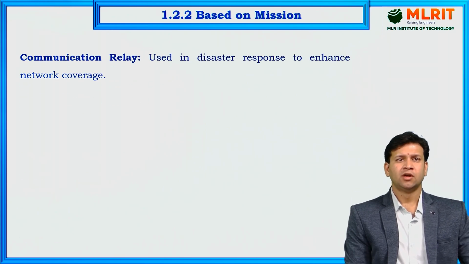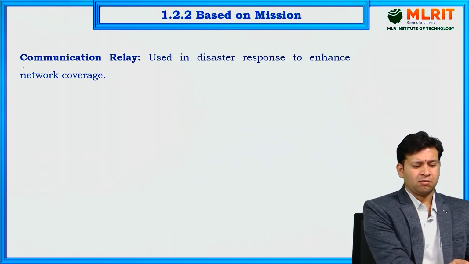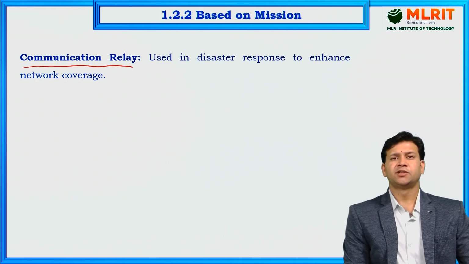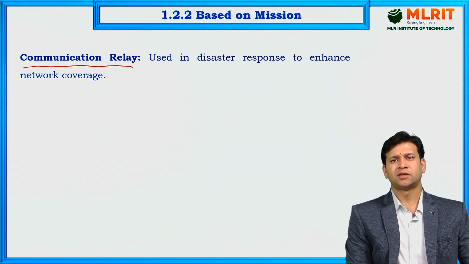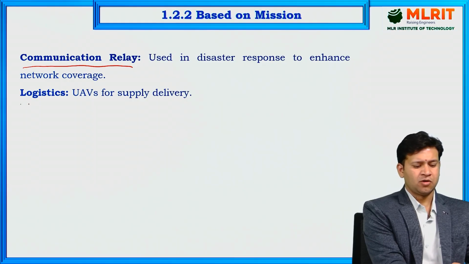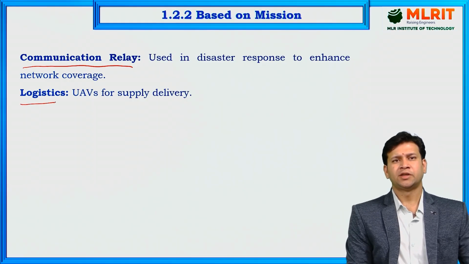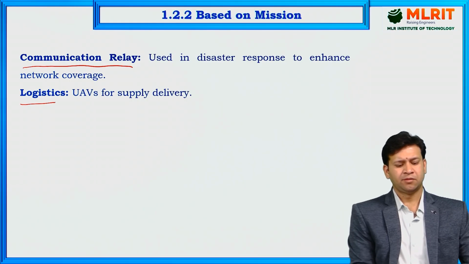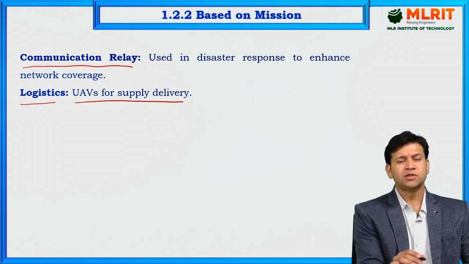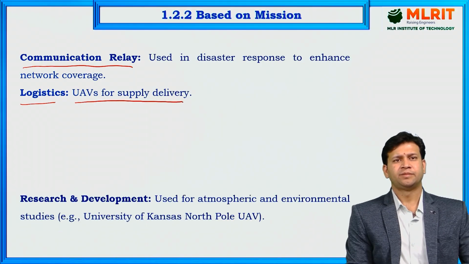Based on mission, one more category is communication relay, which is used in disaster response to enhance network coverage. Logistics, where UAVs are used for supplying the response to the needed people.